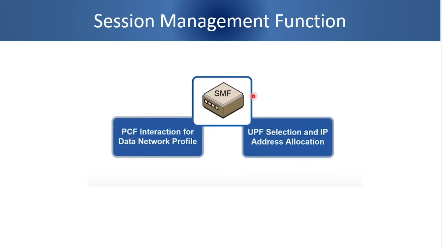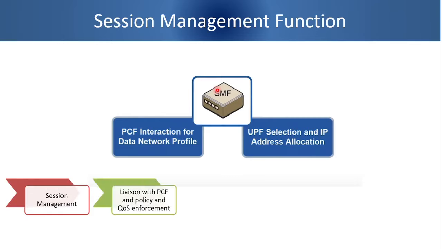And next part is which UPF. In a 5G network there could be many UPF user plane functions. So which UPF is going to serve a particular user? So UPF selection is in fact done by SMF itself, and even the IP address allocation is done here. So one is the session management, other it liaises with PCF, and the third is IP address allocation to the UE. So now let me ask you a question.